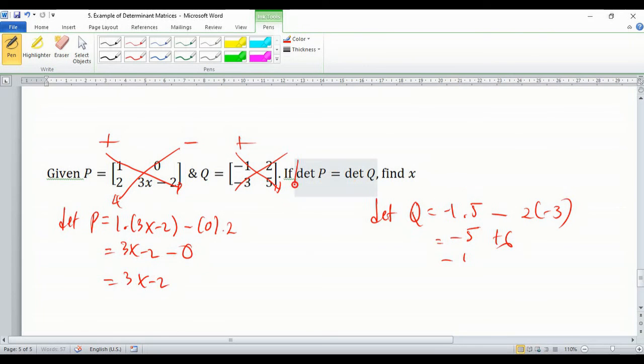They're talking about the determinant of P being equal to the determinant of T. So we can write 3x minus 2 equals 1. So we get 3x equals 3, so we get x equals 1. Okay? I hope you understand what I'm explaining. Please do your task. Okay, everyone?